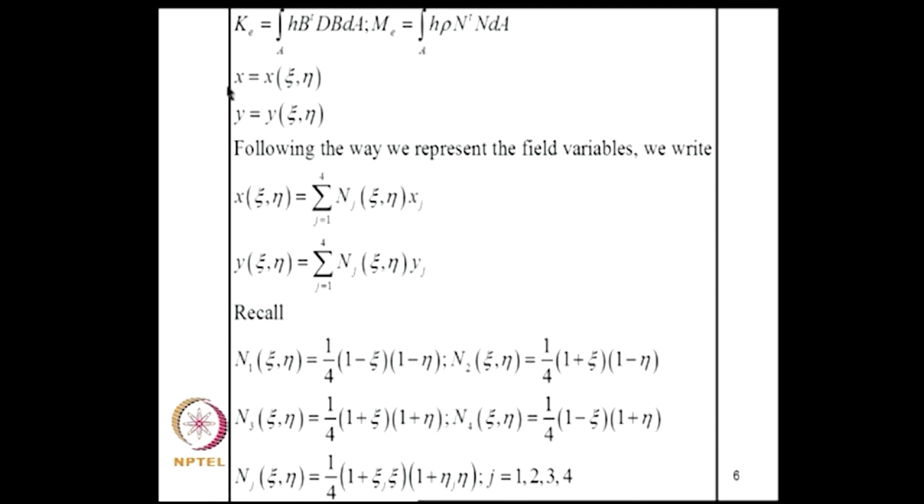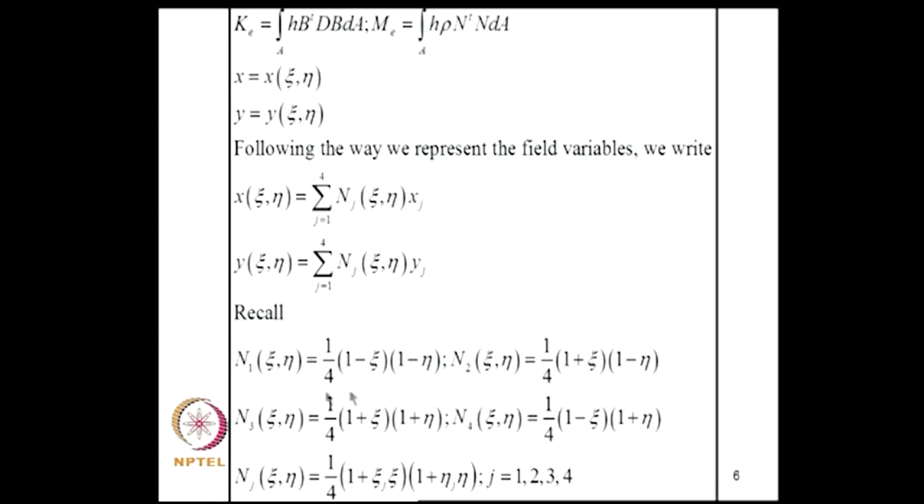Therefore, we can consider the transformation in the mathematical form as x is a function of xi and eta, y is a function of xi and eta. Now, following the way we represent the field variables, we write for x and y this expression, where x of xi comma eta is being evaluated in terms of its nodal values and interpolation functions. Similarly, y is interpolated in a similar manner. So, we are going to use the same interpolation functions that we used for representing the field variables to represent the geometry also, that is, the geometry of this transformation.